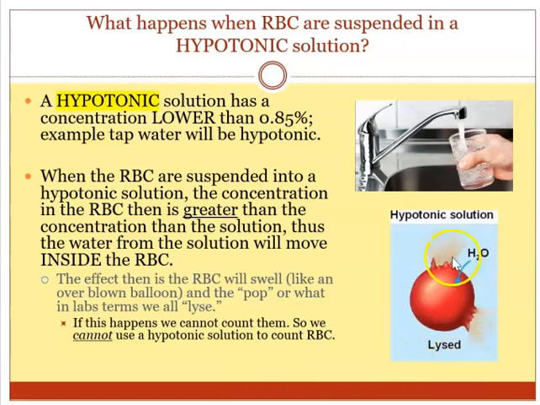And you can see here, you can no longer see the nice little donut shape of the red blood cell because it is swelled up with water from the outside coming into the inside of the cell to the point that it has burst or popped, or the technical term, lysed.